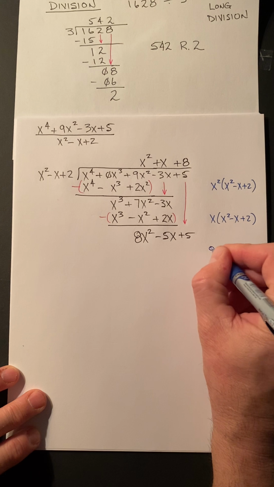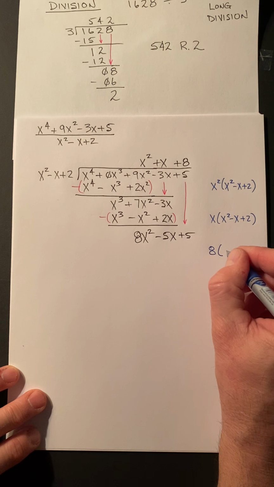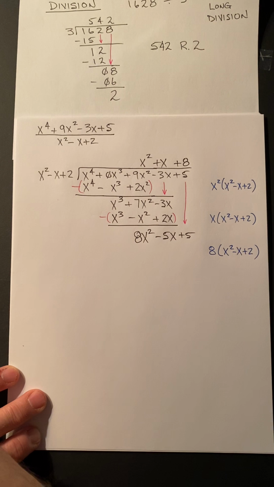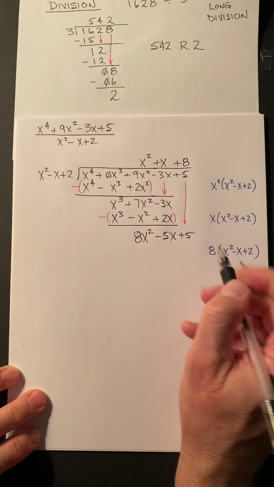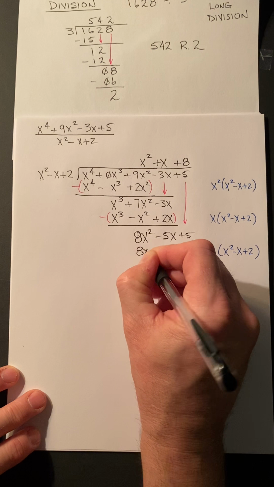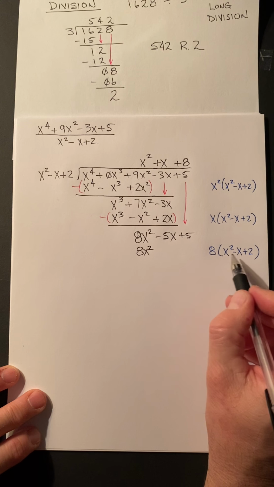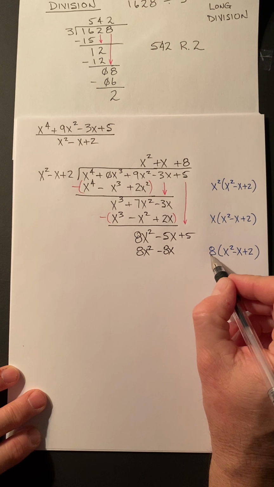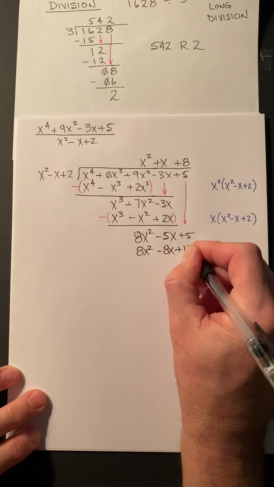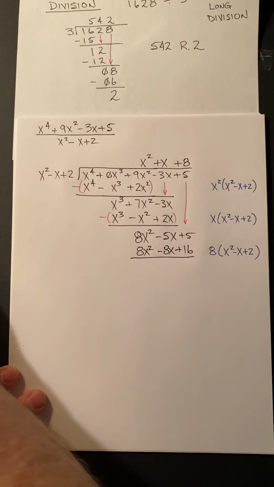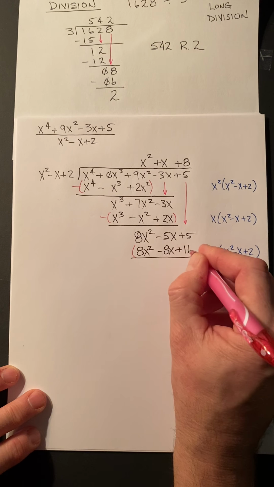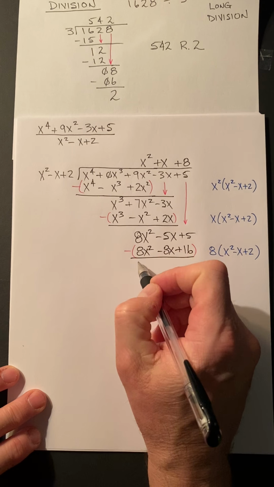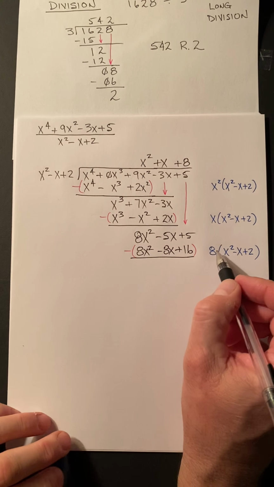So I'm going to write down my work here, x squared minus x plus 2. So 8 times x squared is 8x squared. 8 times minus x is minus 8x. And then 8 times 2 is 16. So I'm going to subtract like before. This better be 0 or I've picked the wrong multiplier.